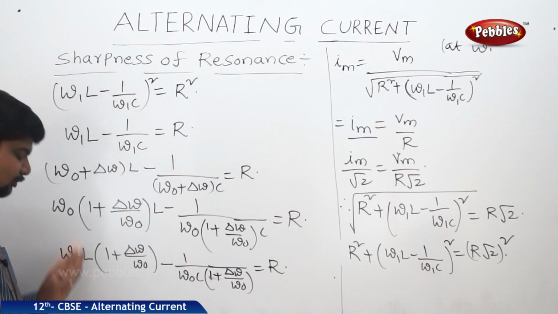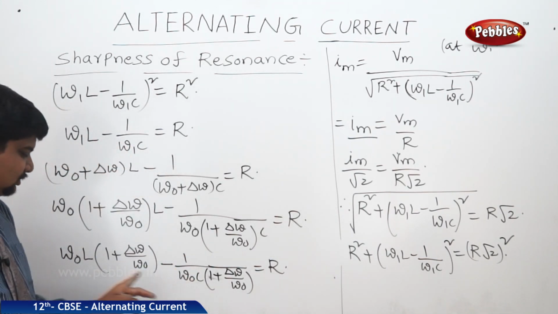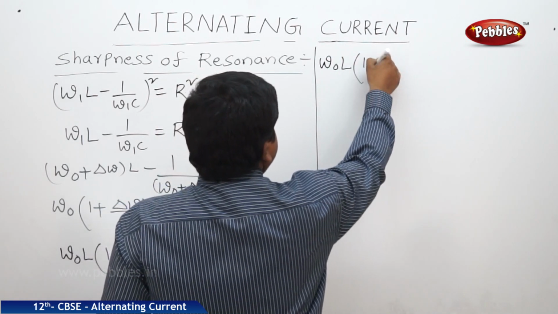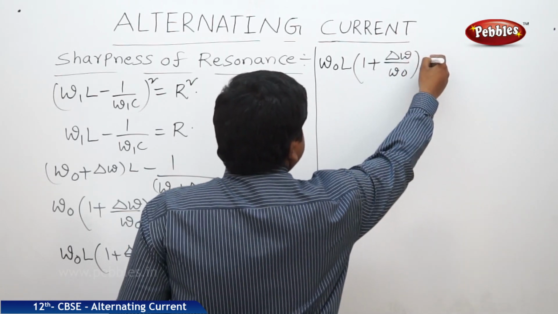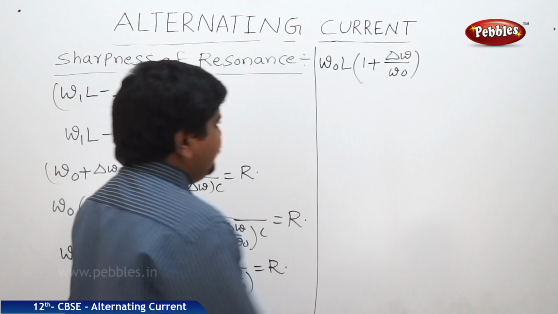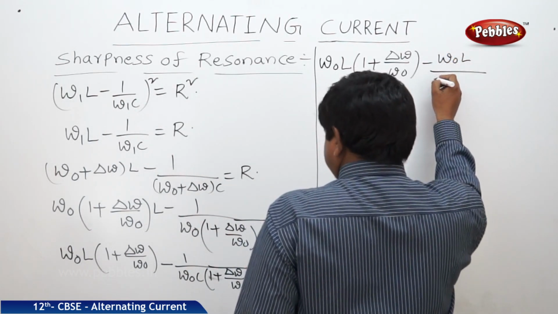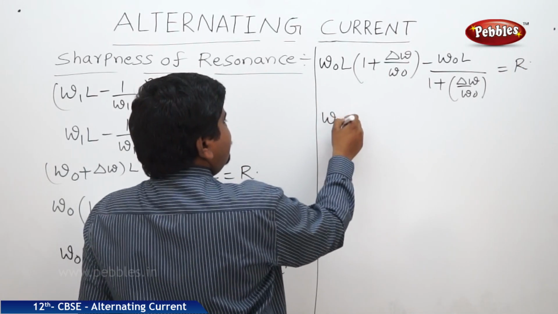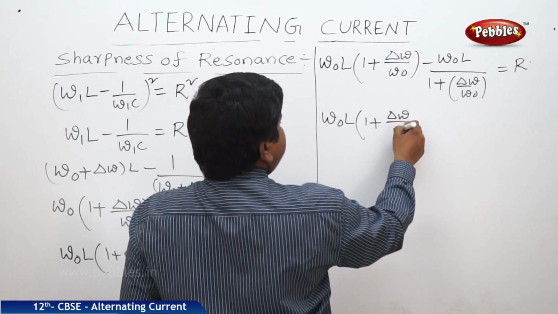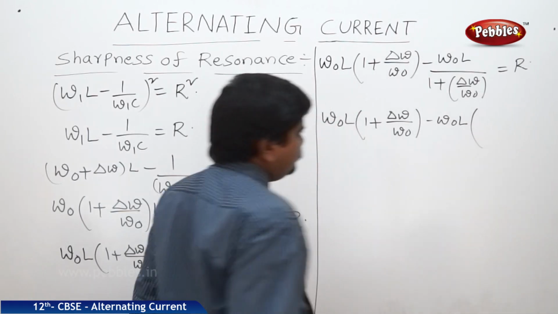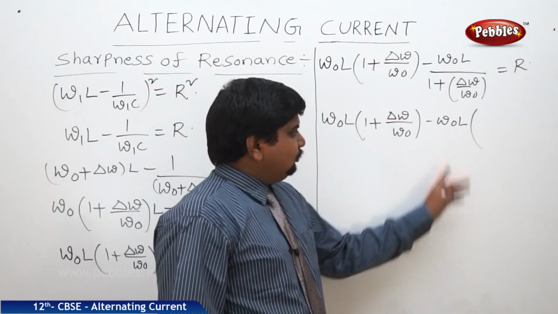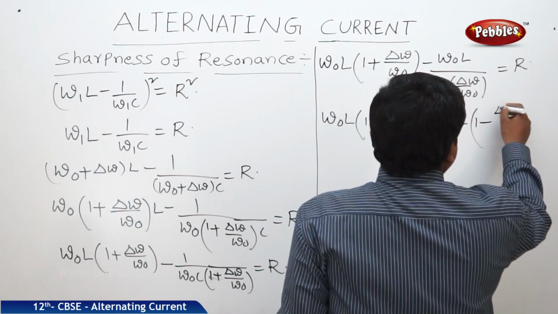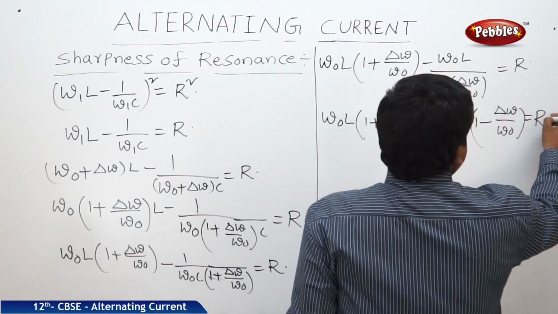What is 1 by omega naught C? Nothing but omega naught L at the condition of resonance. So 1 by omega naught C we can also write as omega naught L. Now I am converting this equation: omega naught L into (1 plus delta omega by omega naught) minus omega naught L divided by (1 plus delta omega by omega naught) is equal to R. Under the binomial expansion, the second term turns into omega naught L into (1 minus delta omega by omega naught).